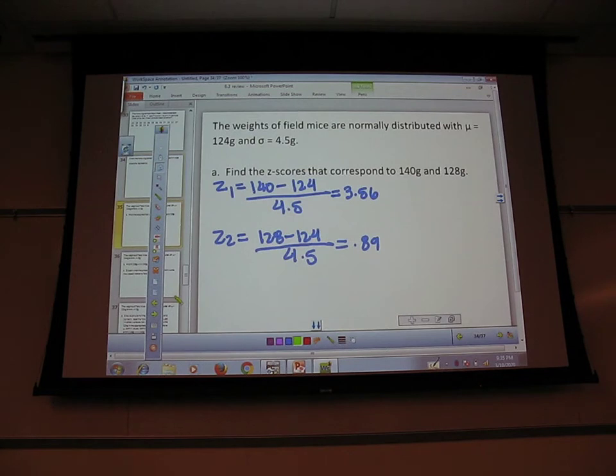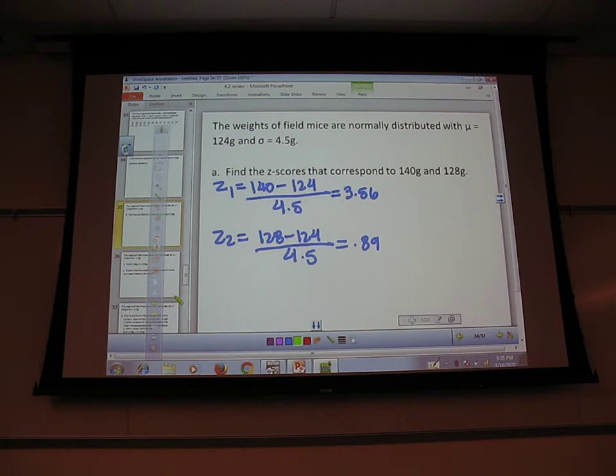Great. I think Rizzo, you did this first part? Yes. Go ahead. You're going to find the values for both 140 and 128. So you take 140 and subtract the mean, which is 124, and divide by the standard deviation, which is 4.5, and got 3.56. Great. Then we'll do the same thing for 128, which we got 0.89.